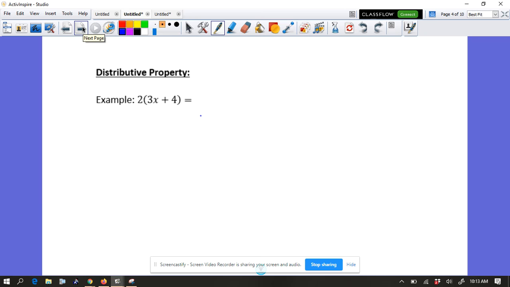We are also going to look at the distributive property. So remember, distributive property is when you have a number outside parentheses and some stuff inside. When you distribute, you're going to multiply. So we're going to do 2 times 3x, which gives you 6x. We're also going to do 2 times 4, which gives you 8.